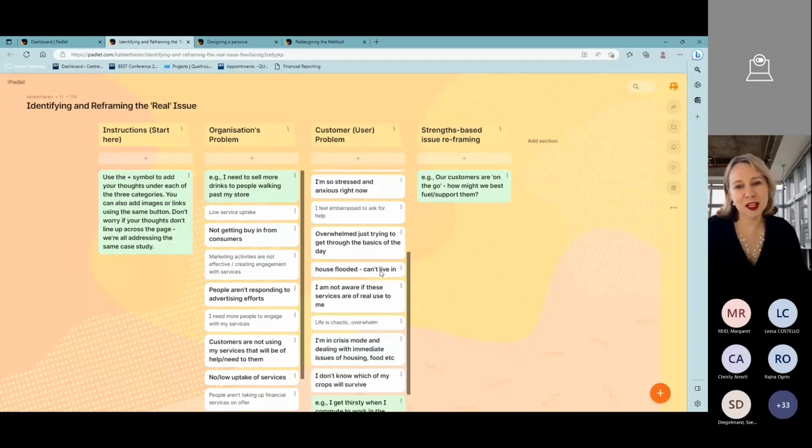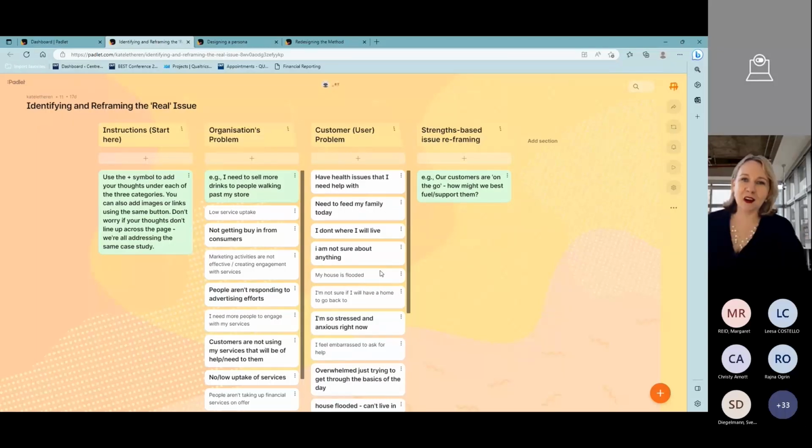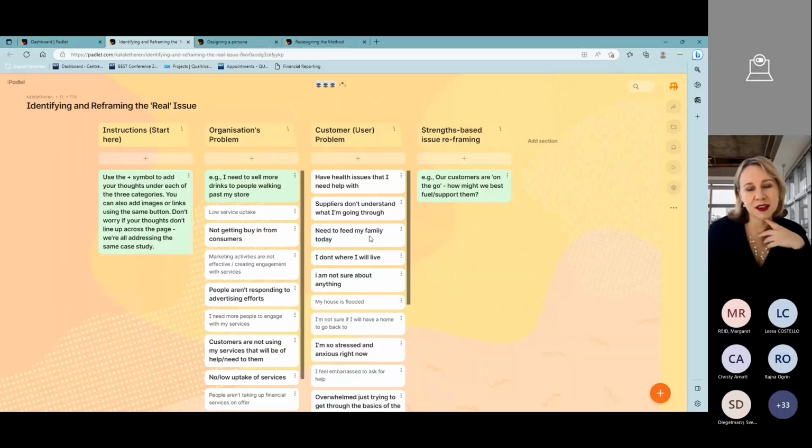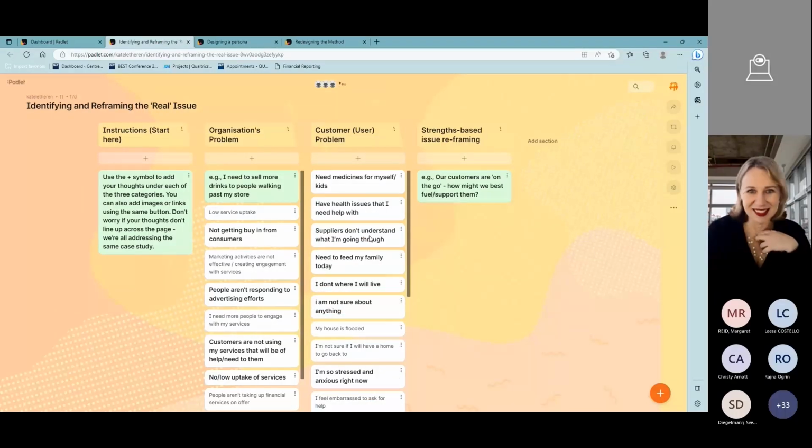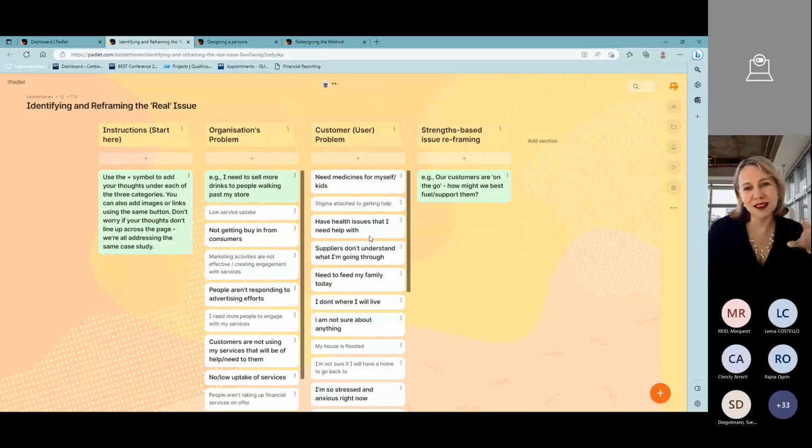So coming to our strengths-based issue reframing, how can we reframe this so that we are addressing the user's issue from a position of strength? Someone's put, I have health issues that I need help with. Yeah, supplies, don't understand what I'm going through, need to feed my family, need medicines. Yeah, so we have a whole range of experiences. So we're seeing a lot of overwhelm, and we're seeing multiple issues. So we might say that from a strengths-based perspective, our townspeople are resilient and they are looking at ways to rebuild their lives. They are focused on immediate needs.